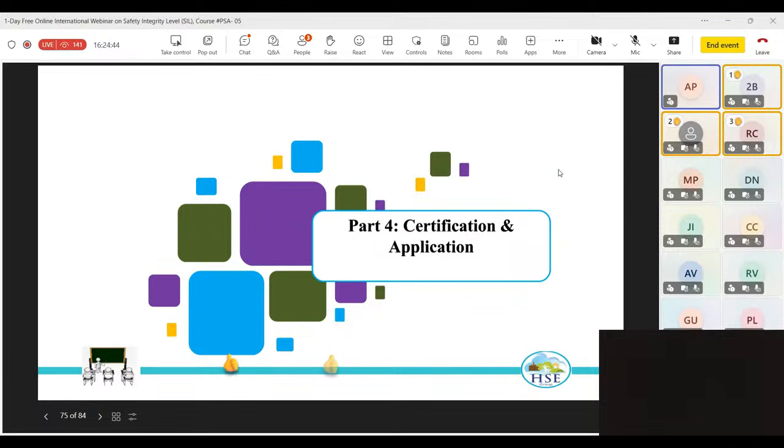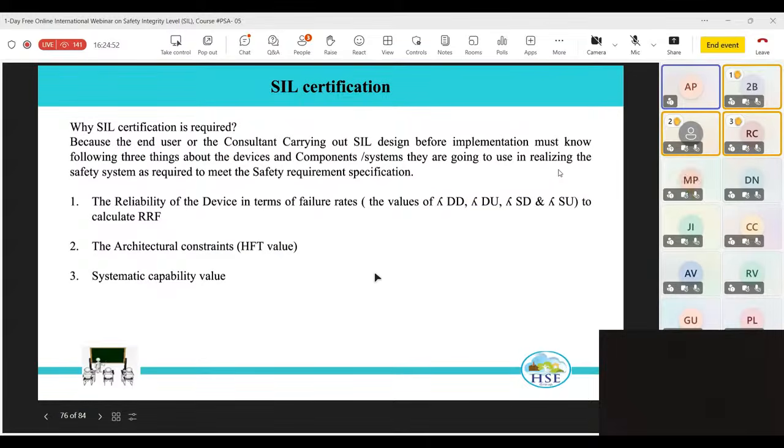Okay, so the last part, part 4, that is certification and application. Here what we are going to learn is, when you are using a safety system, as per the standard it should be compliant to the standard. But most of the users don't have that much knowledge, so they cannot understand compliance. They cannot verify it themselves. That's why certification comes into the picture.